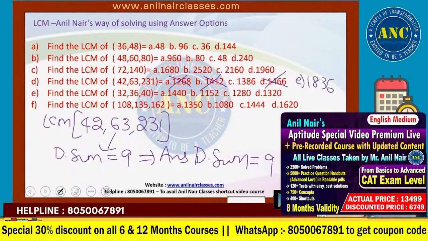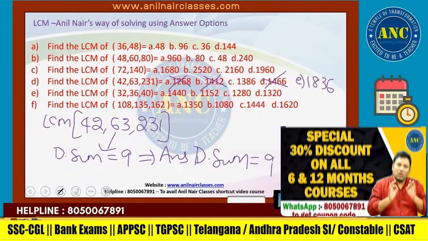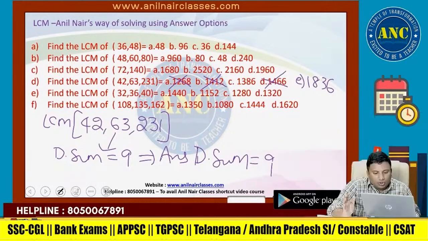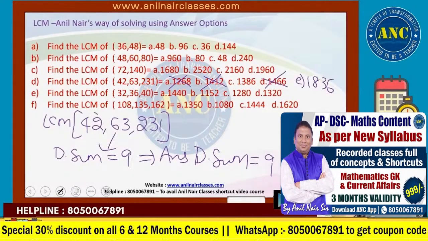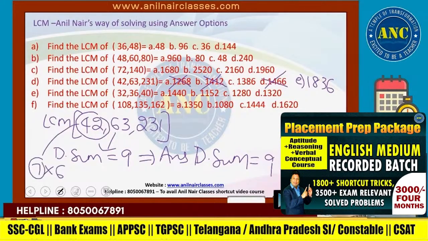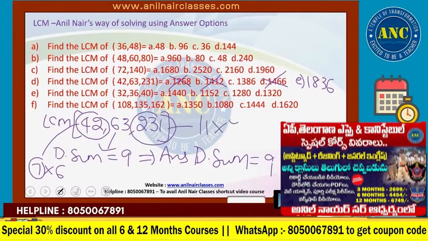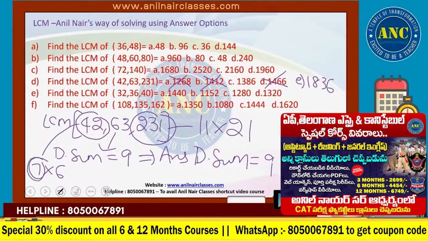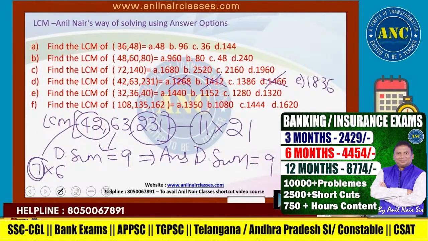Suppose if there is one more option, 1836. Digital sum is also 9. Then what should we do? 42 is 7 into 6. The answer is divisible by 7. Or you can take 231. 231 is 11 into 21. The answer should be divisible by 7 and divisible by 11.